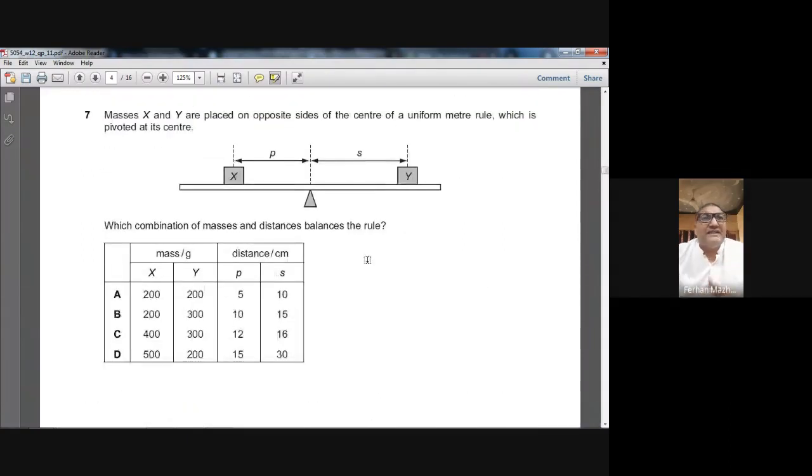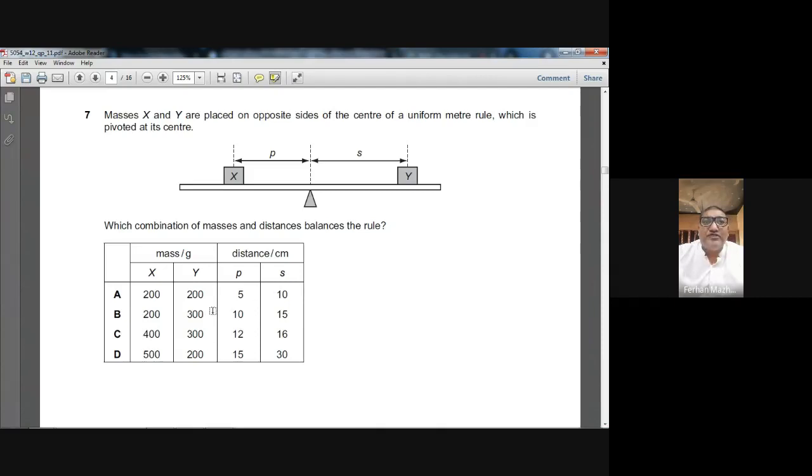Okay, so the masses X and Y are placed on opposite sides of the center of a uniform meter rule, which is pivoted at its center. Which combination of masses and distances balances the rule? You see, this X, its weight will be trying to produce an anti-clockwise turning effect or moment, and this Y is trying to produce a clockwise moment. And it will be balanced if the clockwise moment and the anti-clockwise moment are equal to each other.